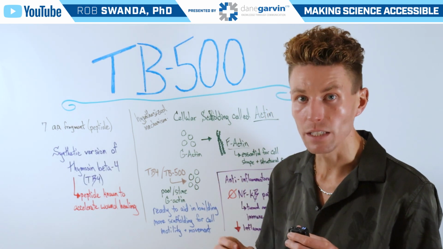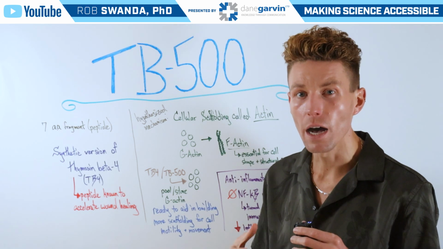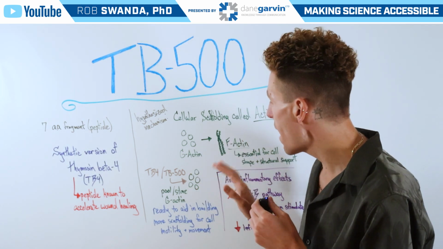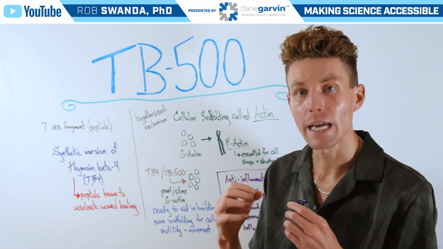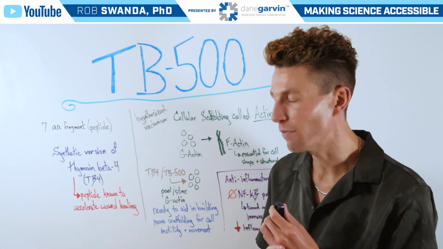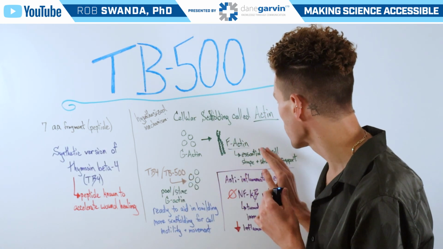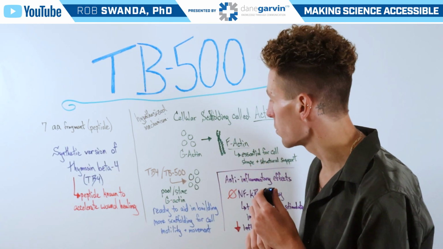First is G-actin, which is just individual monomers of that protein, but there's also F-actin, which is where those monomers begin attaching together to build out that scaffolding. And it's F-actin that's essential for cell shape and structural support.